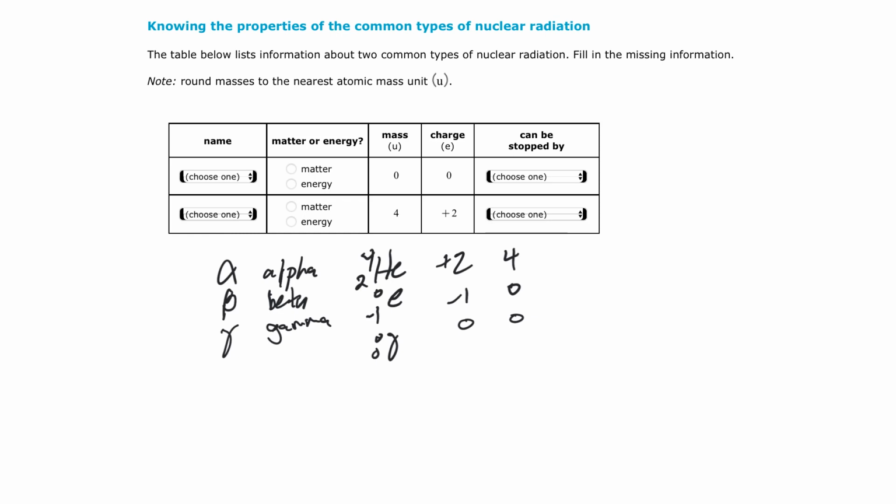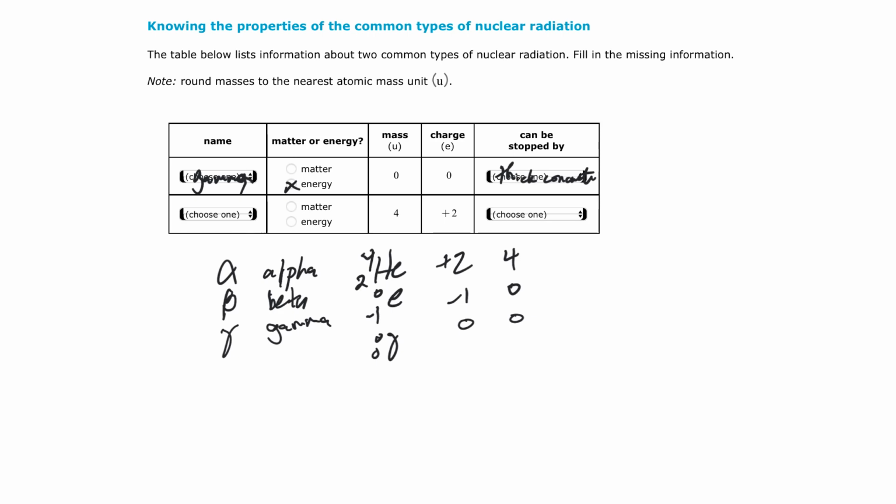All right, so let's look at it. First one they have is a mass of 0 and a charge of 0. Well, that one is gamma, obviously, because that's 0 and 0. So this is going to be gamma, and you would just pull that down. It's a drop down menu. Gamma has no matter, it's just energy, so you would pick energy, and it can be stopped by lead or thick concrete, whatever the drop down says.